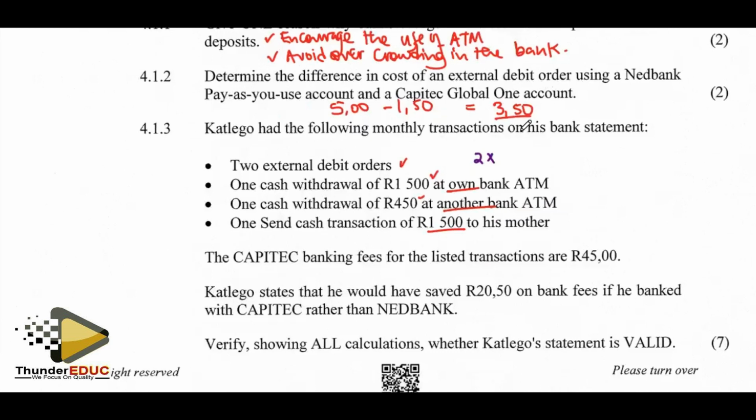Who had the following monthly transactions on his bank statement. The Capitec Bank fees for the listed transactions are 45 rands. Capitec also said that he would have saved 20 rands 50 cents on the bank fees if banked with Capitec rather than Nedbank. What does it mean? That all these transactions were done in Nedbank, so we need to calculate the cost.